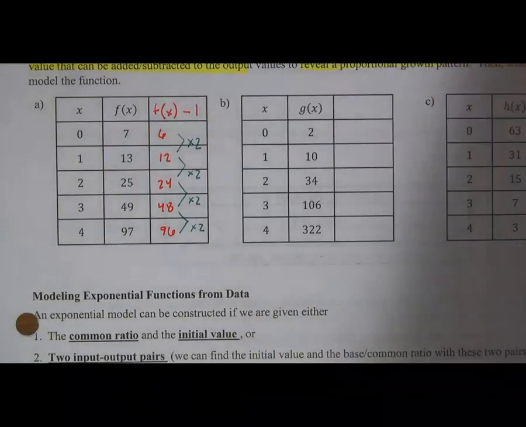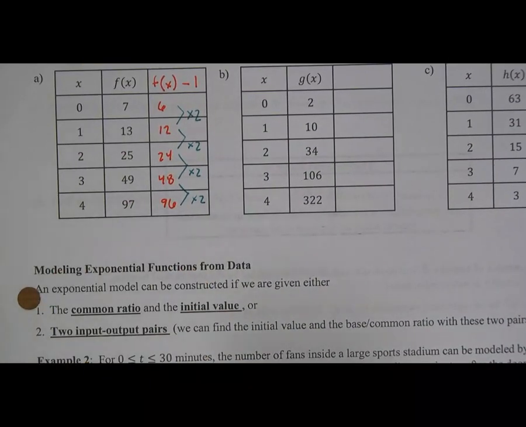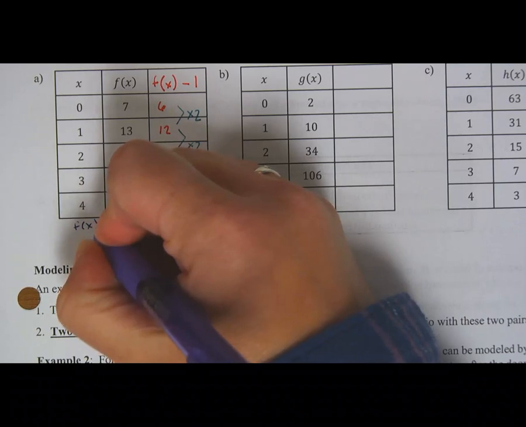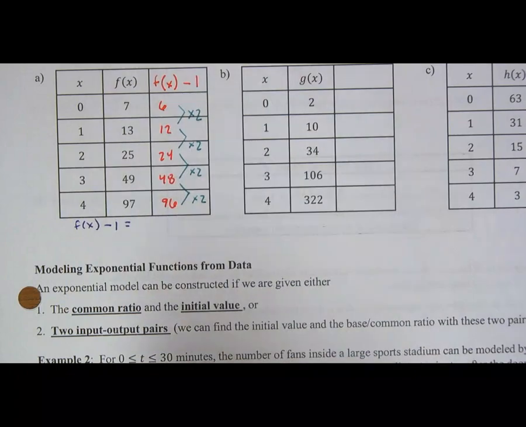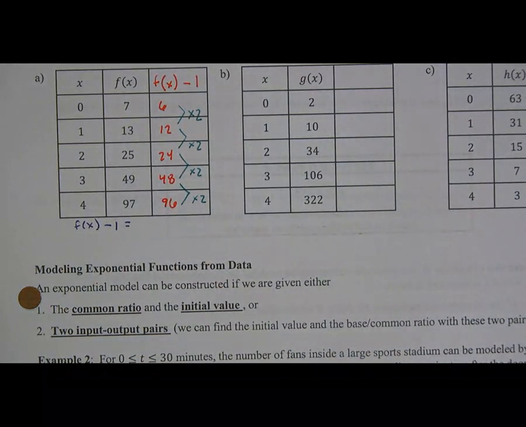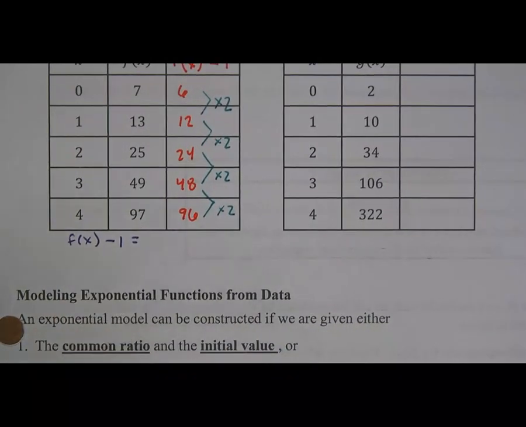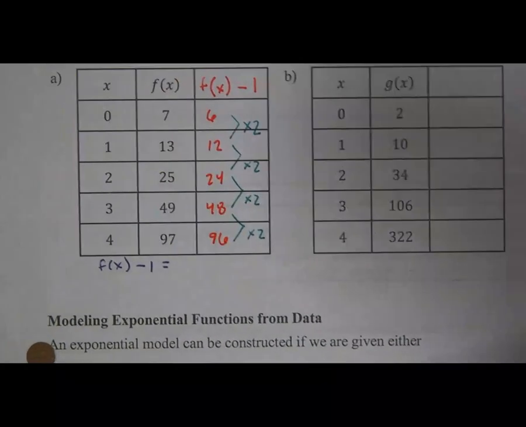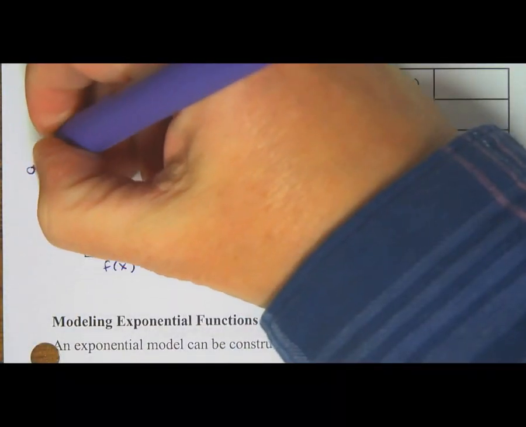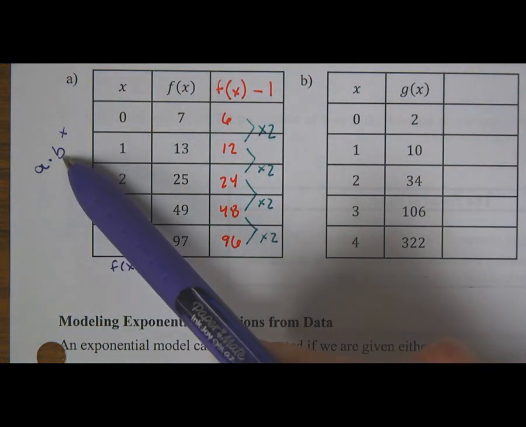So here's what I want to show you, okay? Because then it says write an equation to model the function. So here's what we just discovered. f of x minus 1, we should be able to write an exponential model for f of x minus 1, okay? I'm going to write kind of small. Exponential functions are written as a times b to the x power. a is your initial value, b is the proportional growth.